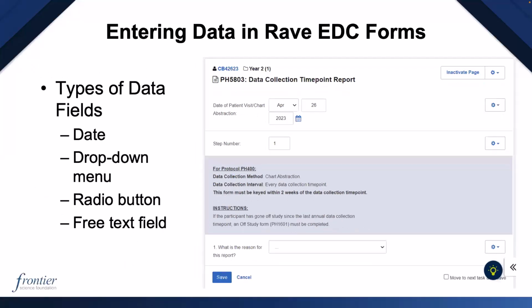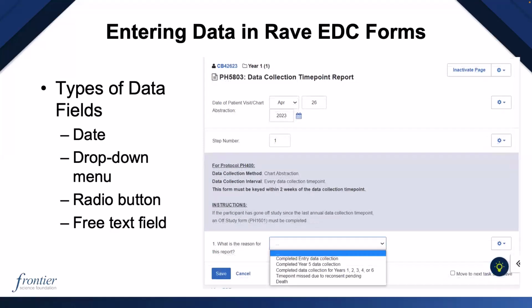Good information there. Okay, so several types of data fields exist. We've looked at some of these already, but we'll just do this example quickly here. Question 1 asks, what is the reason for the report? And we can see that this is a drop-down menu. So clicking that arrow will open up the menu and we can select our answer.